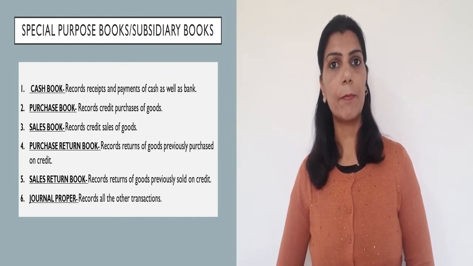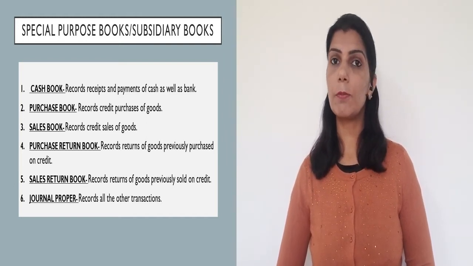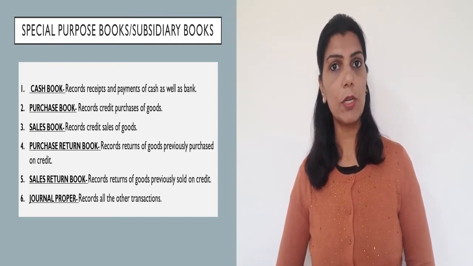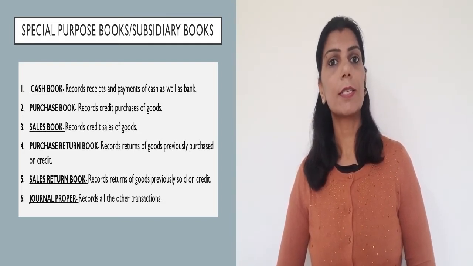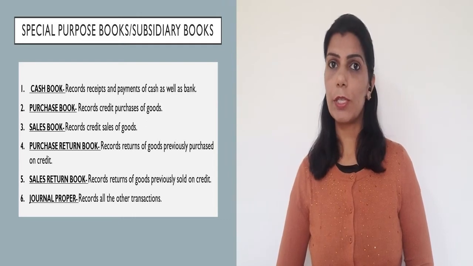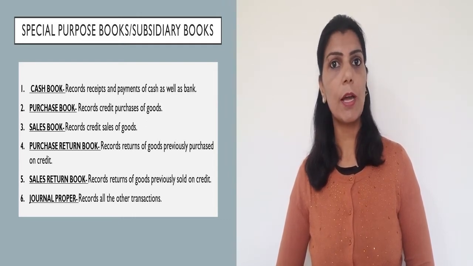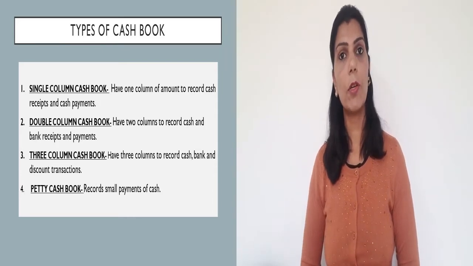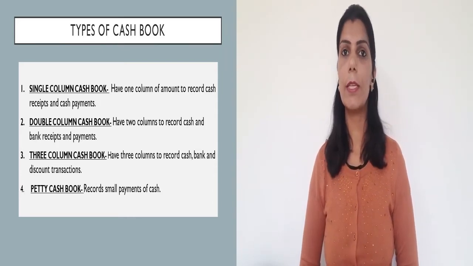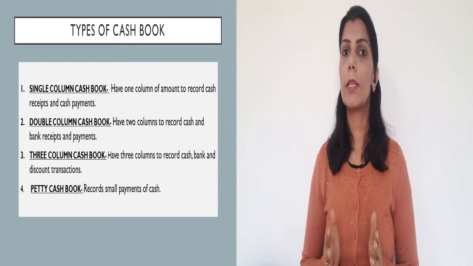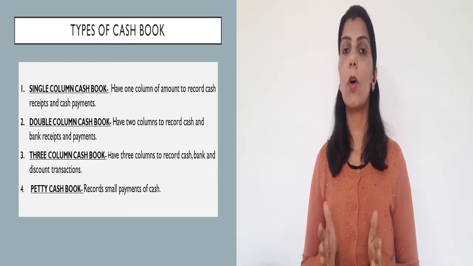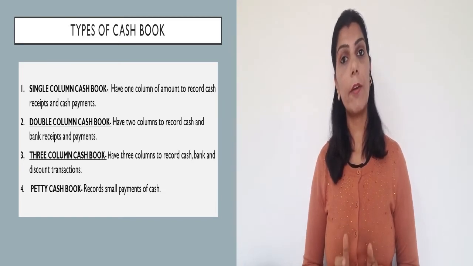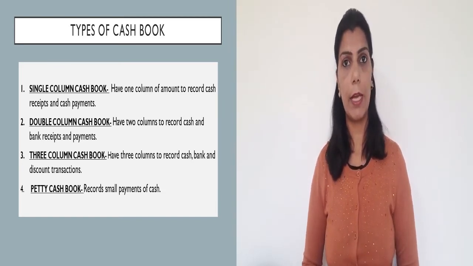at one place. The most commonly used subsidiary books maintained by a business are cash book, purchase book, sales book, purchase return book, sales return book, and journal proper. Now, cash book is a book used to record transactions related to cash only. All the cash receipts are recorded on the debit side of the cash book and all the payments of cash are recorded on the credit side of the cash book.